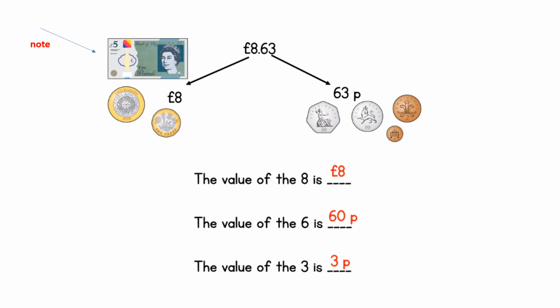So the value of the 8 is £8. That should have been straightforward. The value of the 6 is 60 pence. So if we look at the coins over here, 50 plus 10 is 60 pence. And the value of the 3 is 3 pence. So you can visualize this by looking at the coins, the 2 pence and the 1 pence. Well done if you got those correct.